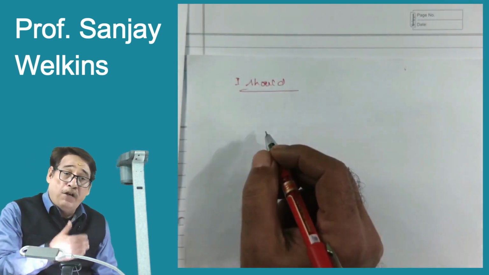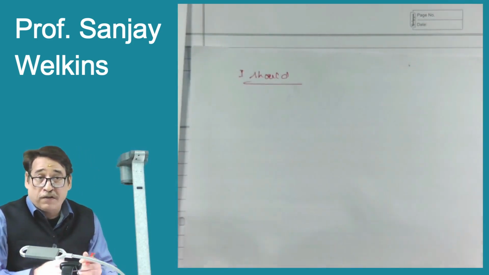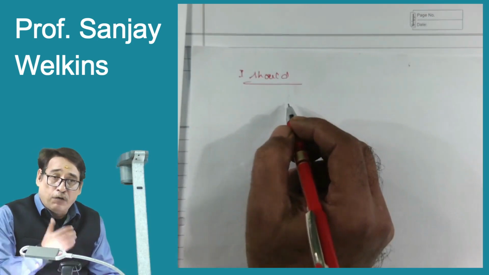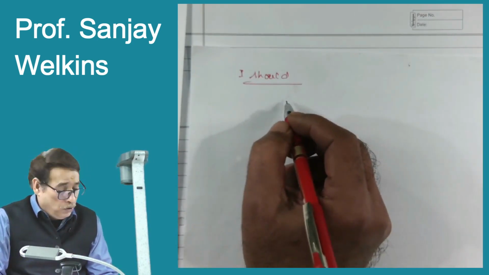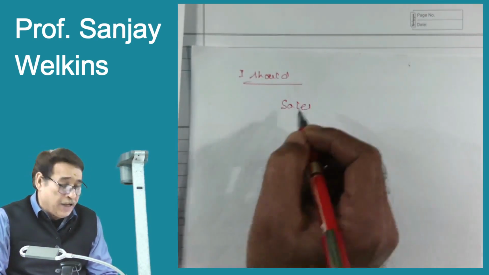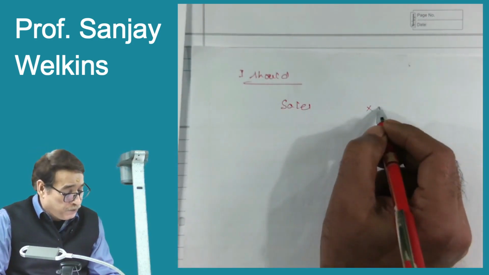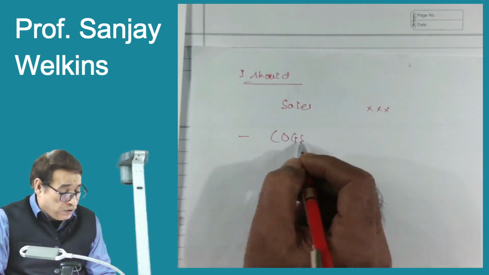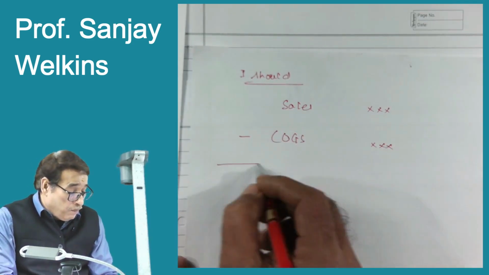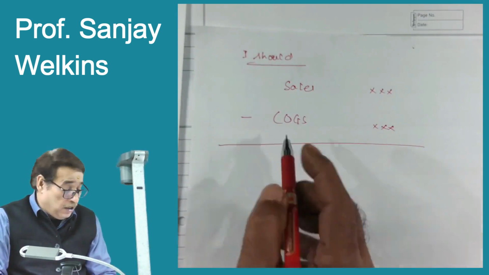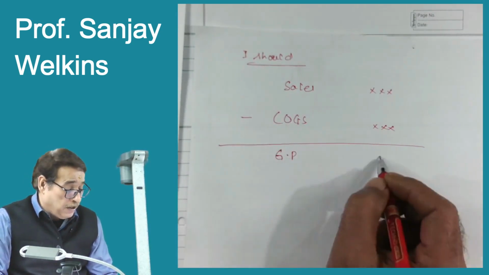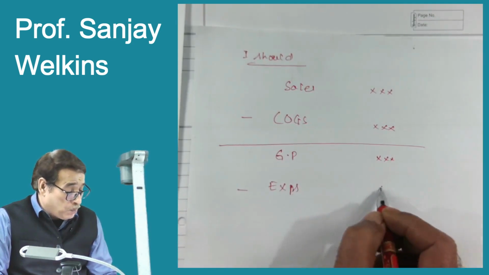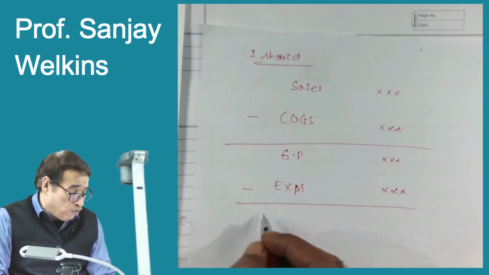Because if I would have adopted the full-fledged double entry system, in that case, it would have been very easy for me to compute the profit, because in that case, I could have found the figures of sales so easily. I could have found cost of goods sold so easily. By subtracting cost of goods sold from sales, I could have found gross profit so easily. And from there on, I would have subtracted my expenses and I would have arrived at my net profit.